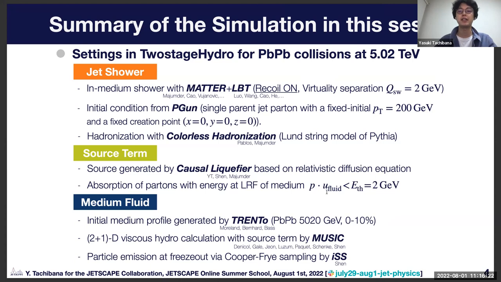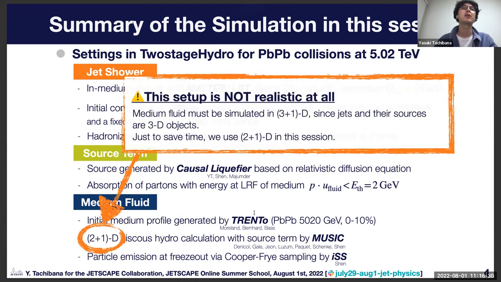Okay, so this is the basic setting we are going to use in the simulation. I want to emphasize that we are going to do a 2+1D viscous hydro simulation, but it's not the right thing to do, because the jet is essentially a 3D object. So the jet energy and momentum deposition should be done in 3D, because it breaks the boost invariance of the medium profile. So essentially, whenever we have energy momentum deposition from a jet, we need to run hydro in 3D.